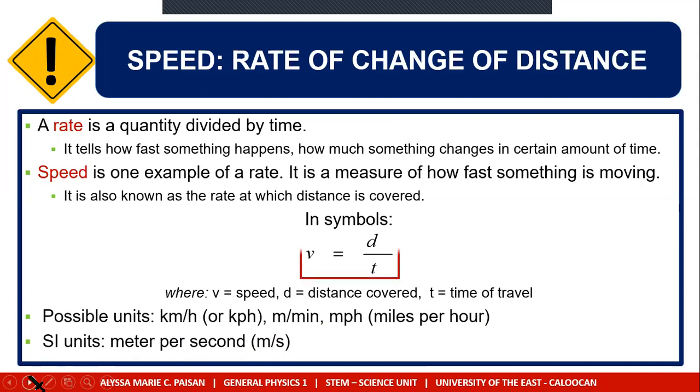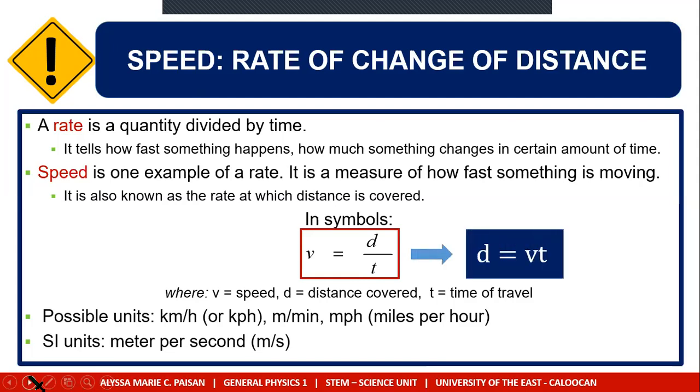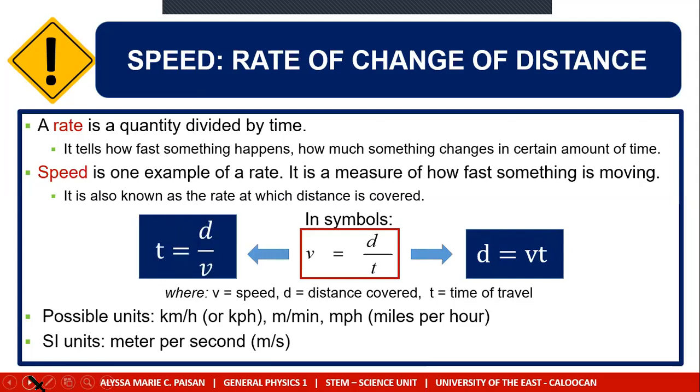Now from our equation here, we can come up with two more equations. Let's say that you have to find the distance given the velocity, or the speed rather, and the time. To get that, you just have to use d or distance is equal to speed times time. And let's say that given the speed and the distance, you have to get the time. That's just t or time is equal to distance over speed.